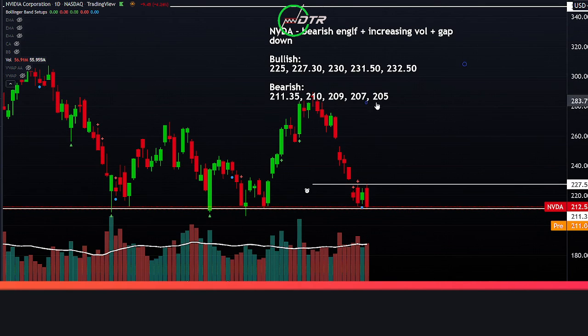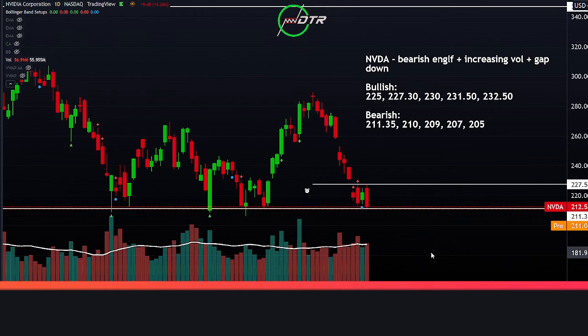And then last but not least, we have a really nice looking setup here on NVIDIA with a nice bearish engulfing candle, right? Increasing volume bar, and then a little bit of a gap down here this AM. We're able to lose that 211 area, right? Previous low was that 211.35. Now we're gapping down underneath. So if we can lose that 211 area, certainly looks like we've got space towards that 210 and then towards that 209. And then through that 209 starts to move $2 at a time towards that 205. So that's how I plan on dominating today's action.